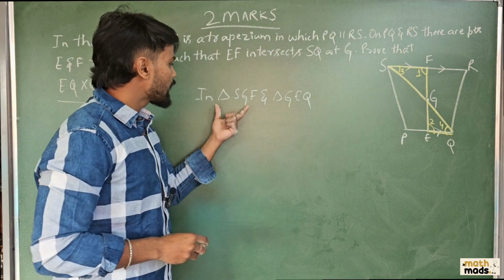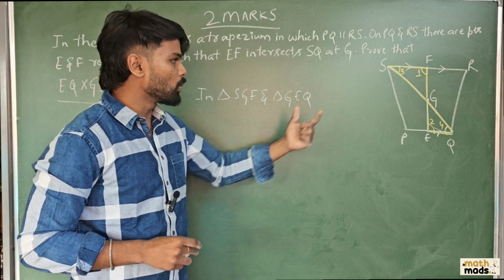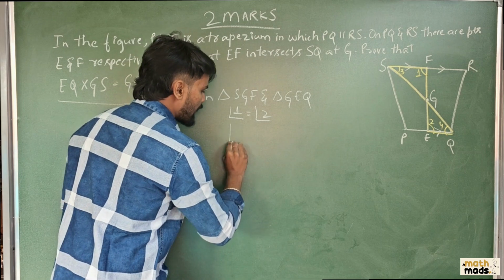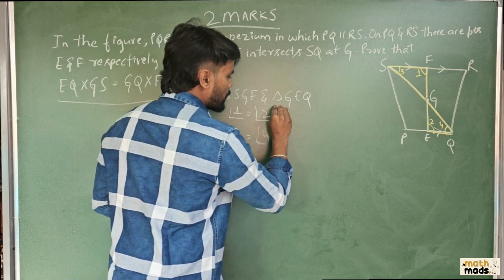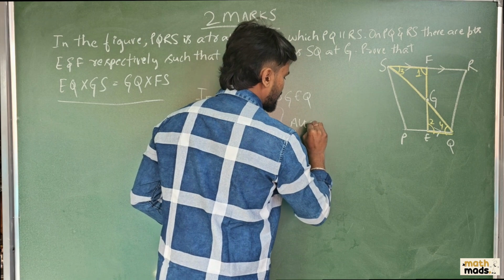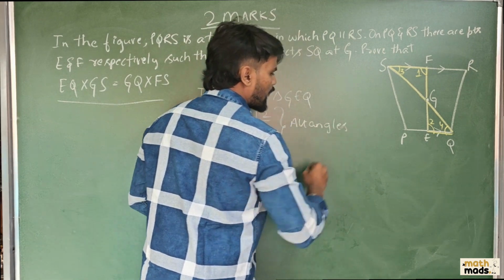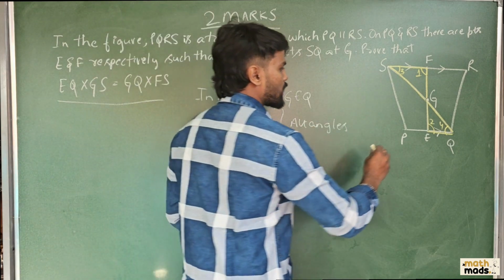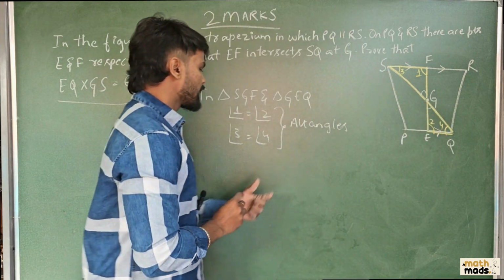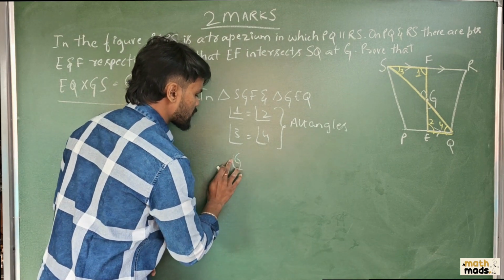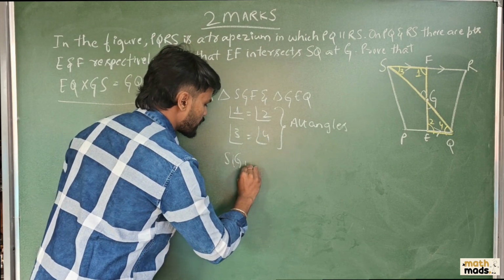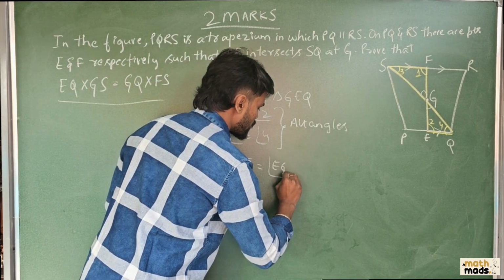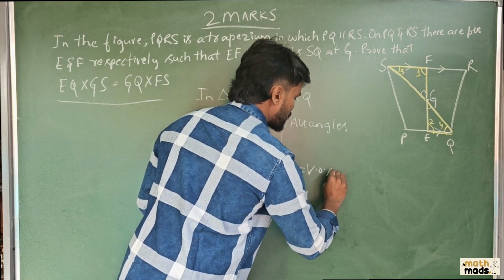Correct? So in triangle SGF and GEQ, we have angle 1 is equal to angle 2 and angle 3 is equal to angle 4. Both of them are because of alternate angles. You can stop here itself and consider AA similarity, or you can consider one more angle also, that is angle G, and write angle SGF is equal to angle EGQ because they are vertically opposite angles.